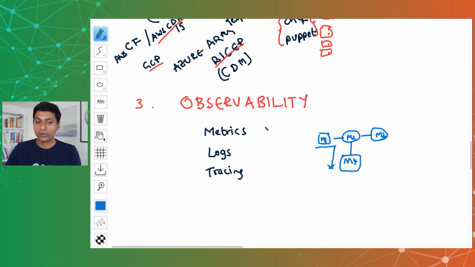So metrics give you a specific instance. What's the metric? A CPU utilization, a database CPU utilization, or how much time it took to query something. That's metrics. Logs help you identify what's happening behind the scenes by looking at the logs. And tracing helps you put things together.